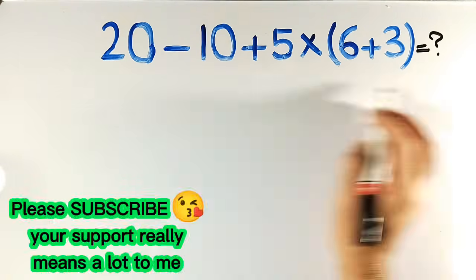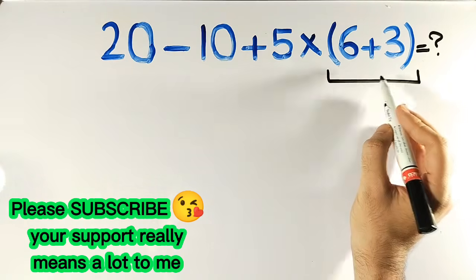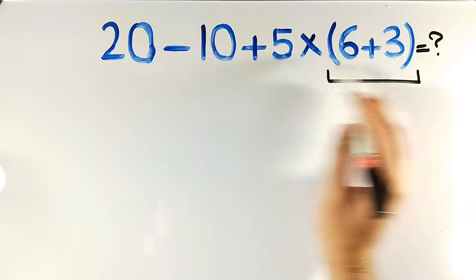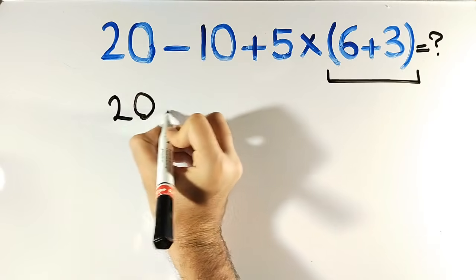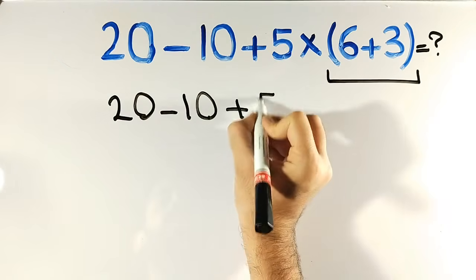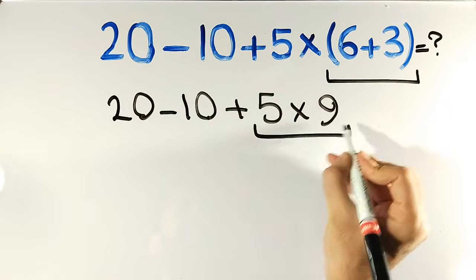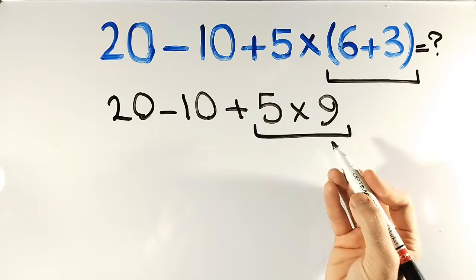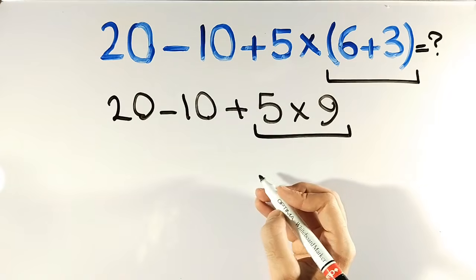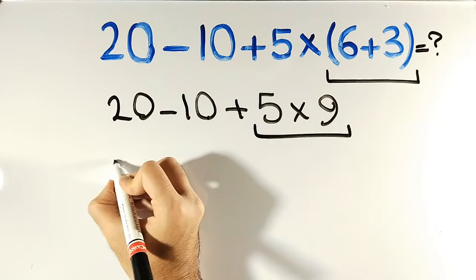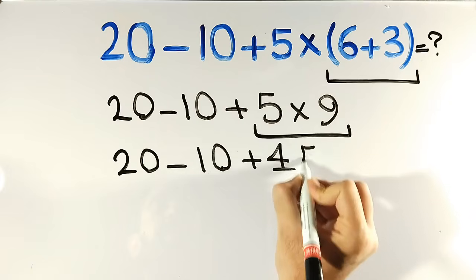Also, some other people, when solving this question, first go for the expression inside the parenthesis because they believe parentheses have a higher priority than the other operation. So, instead of this expression, they write 20 minus 10 plus 5 multiplied by 9. And the next step, they go for the multiplication between 5 and 9 because they think multiplication has a higher priority than addition or subtraction. So, instead of this expression, they write 20 minus 10 plus 45.